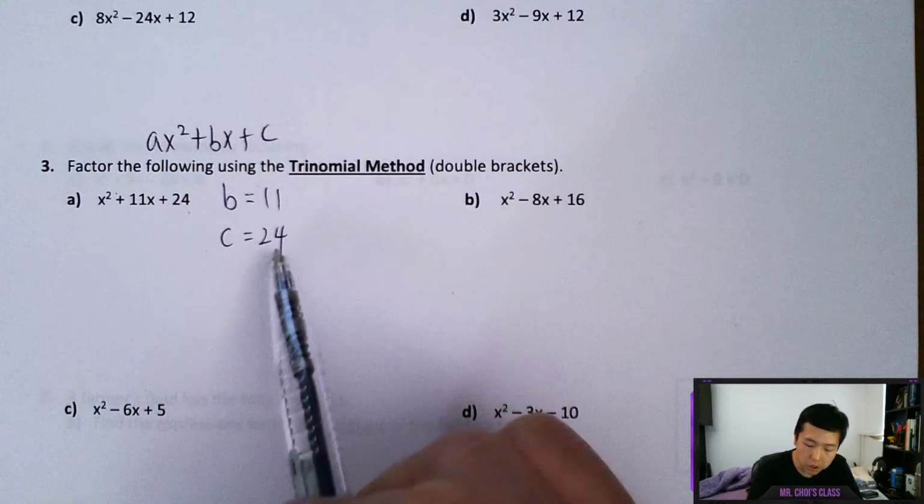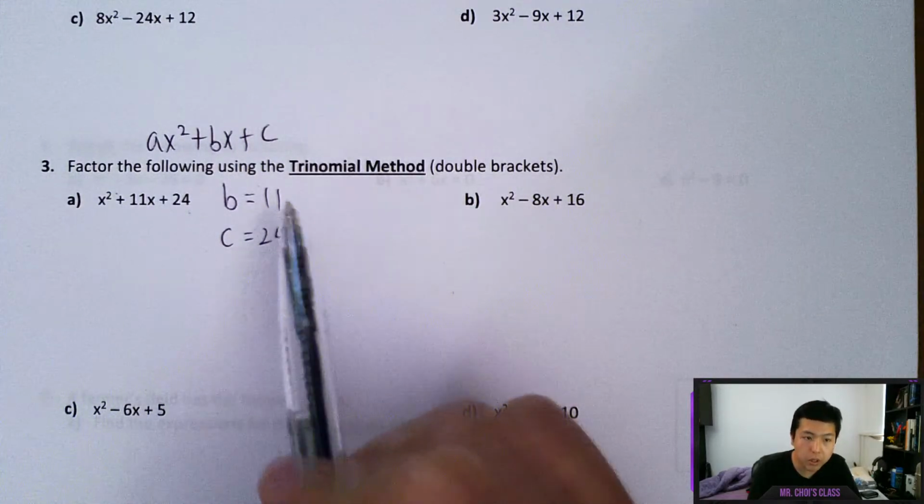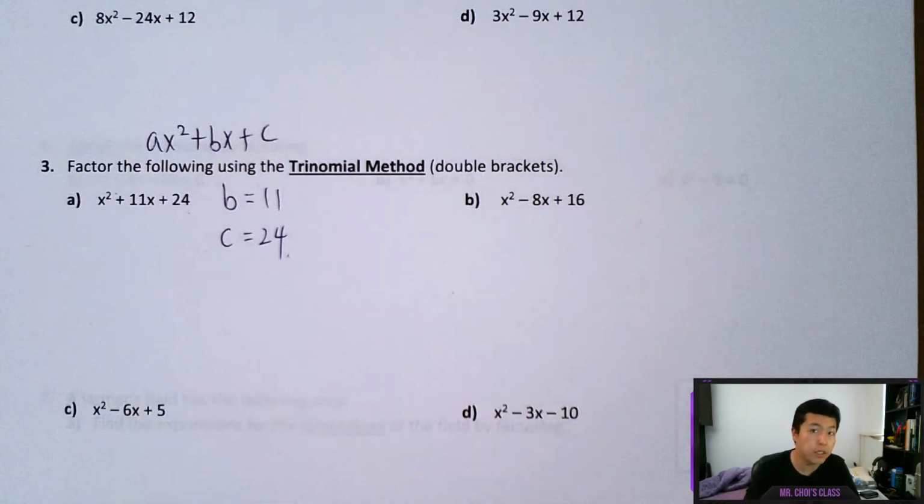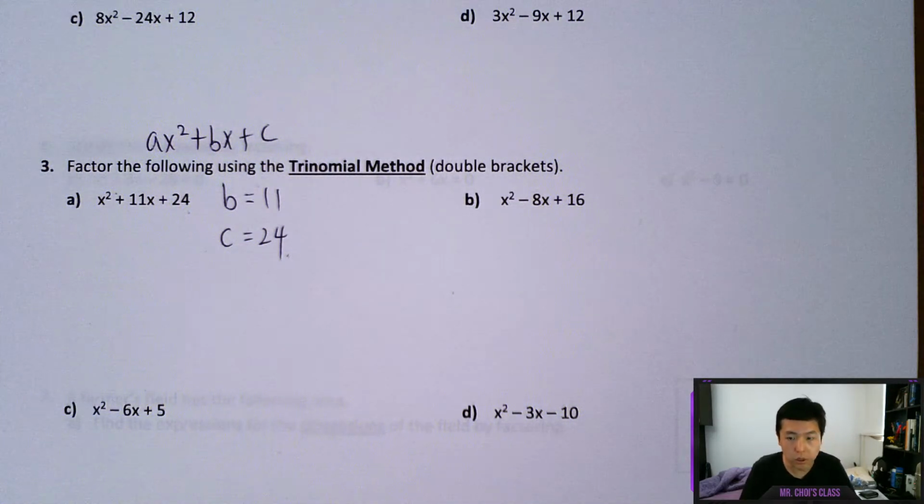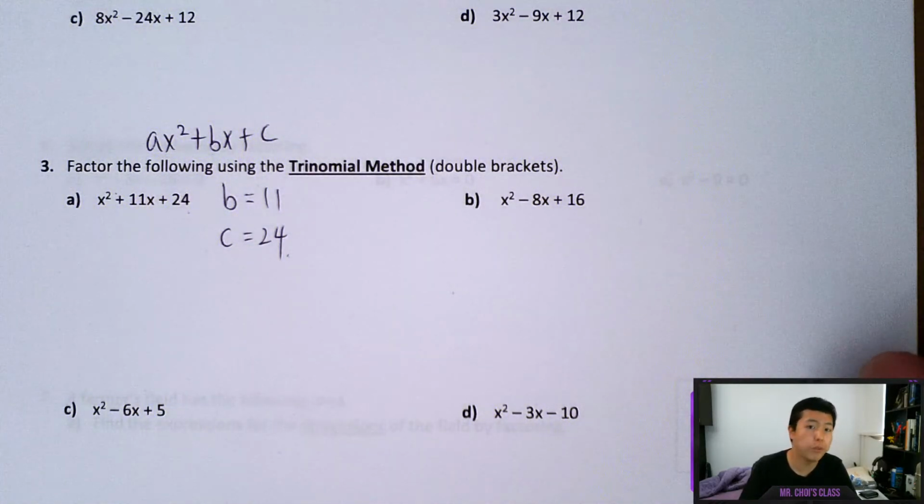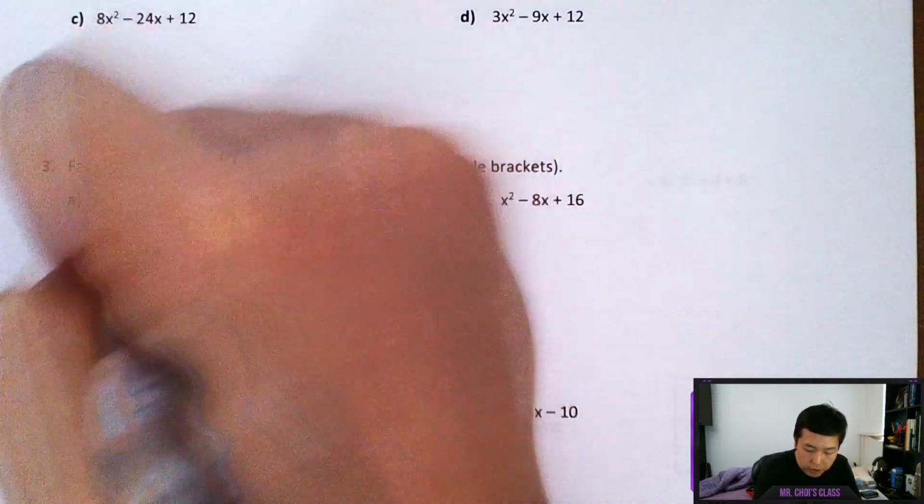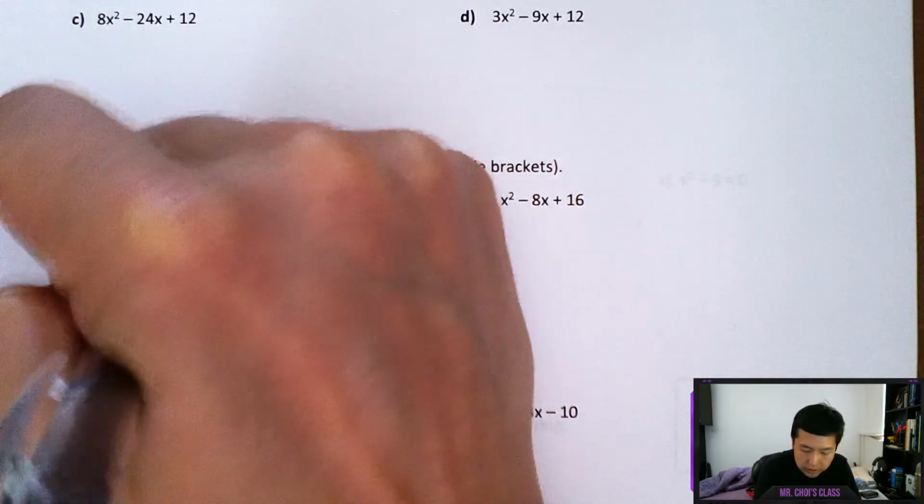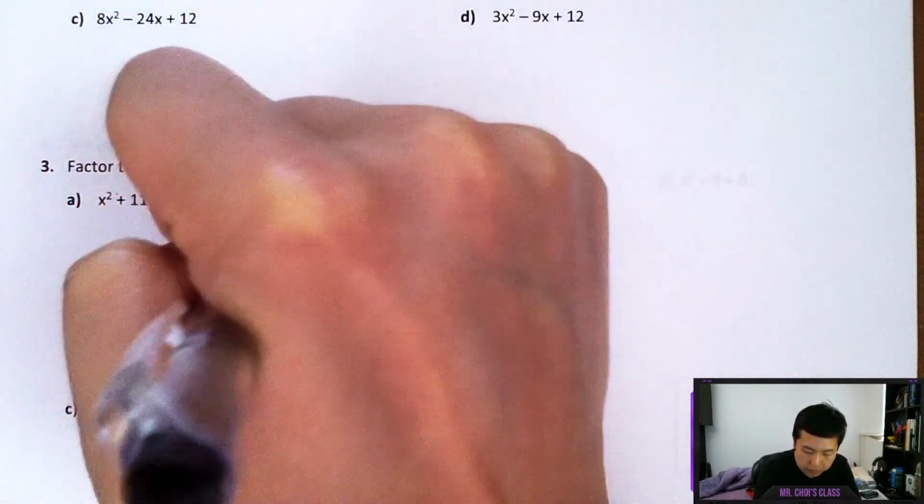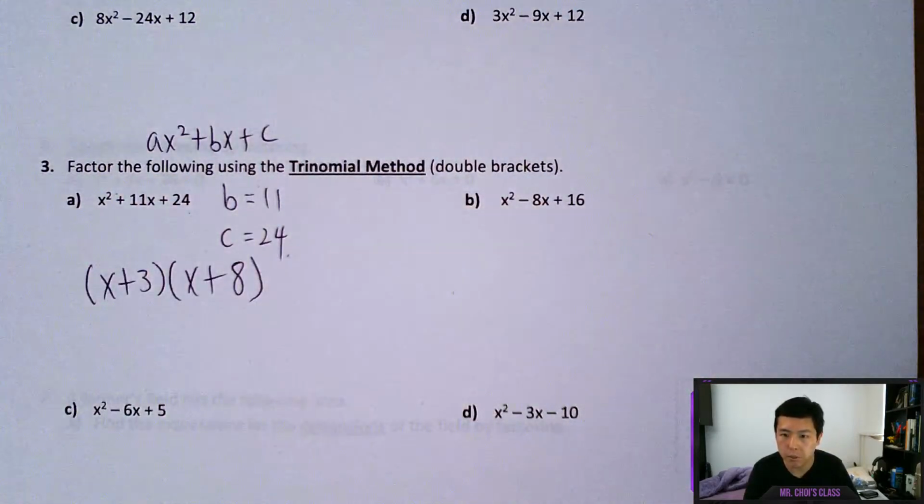So what are 2 numbers that multiply to 24 that add to 11? So it's definitely not 1 and 24. It's definitely not 2 and 12, right? What else is there? We have 3 and 8 is the next one. So 3 and 8. Yes, 3 plus 8 makes 11. So we know that the 2 numbers are 3 and 8, and they both have to be positive. And there we have it: x plus 3, x plus 8.